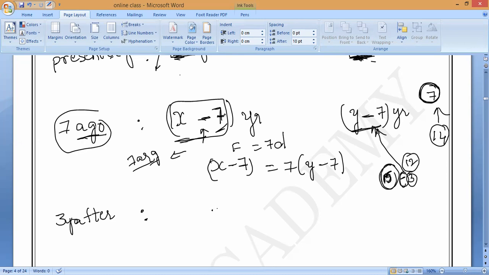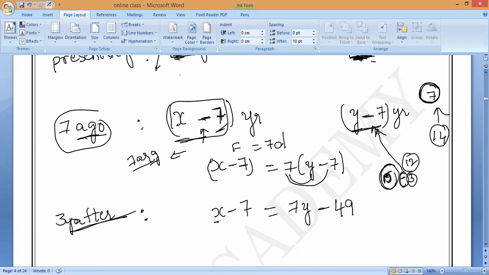x minus 1 is equal to 7y minus 49. Minus 7 into minus 7 is 49. Okay, write variables on one side and constants on one side.